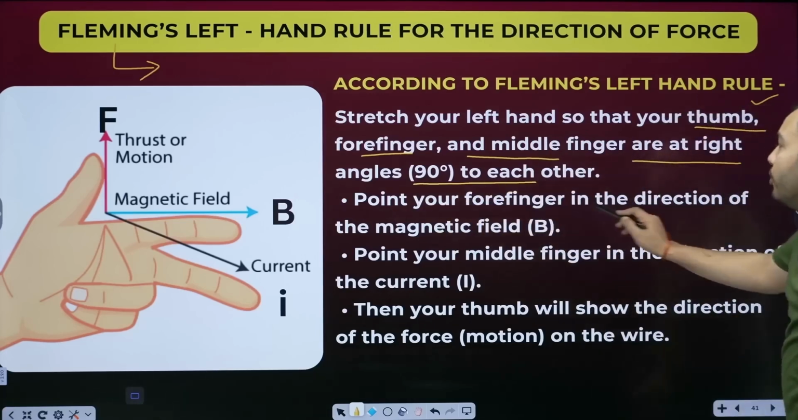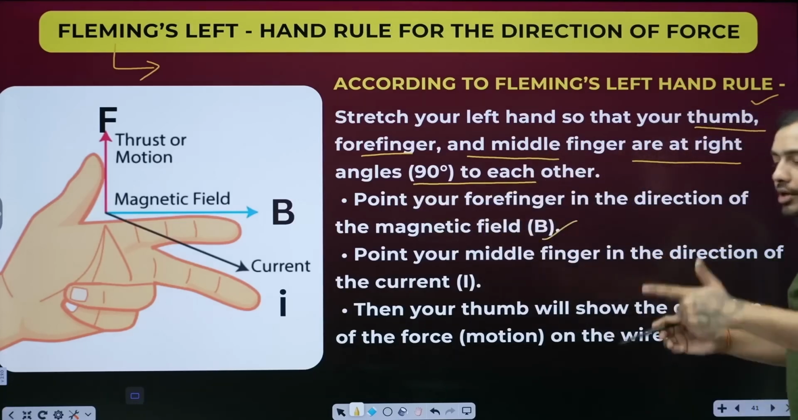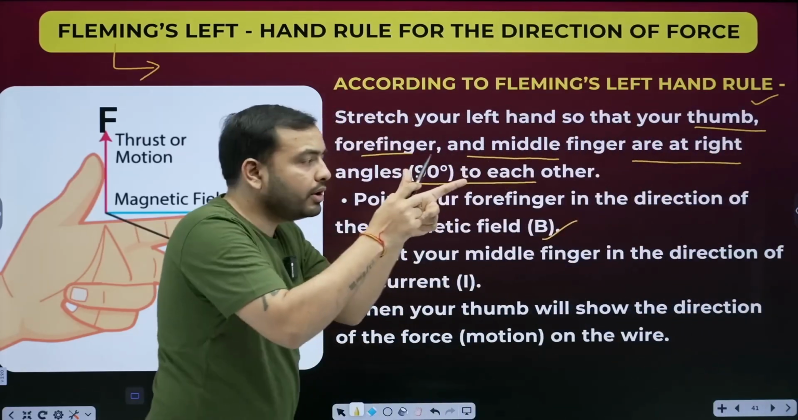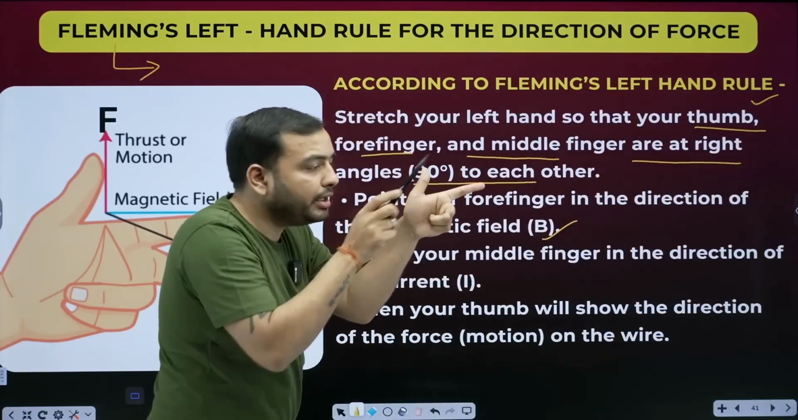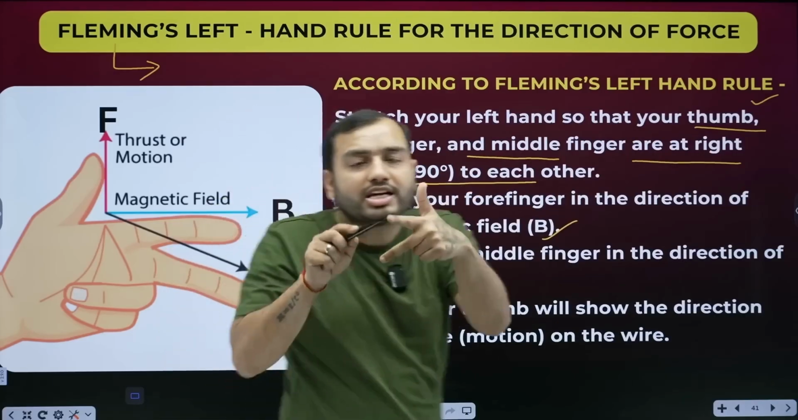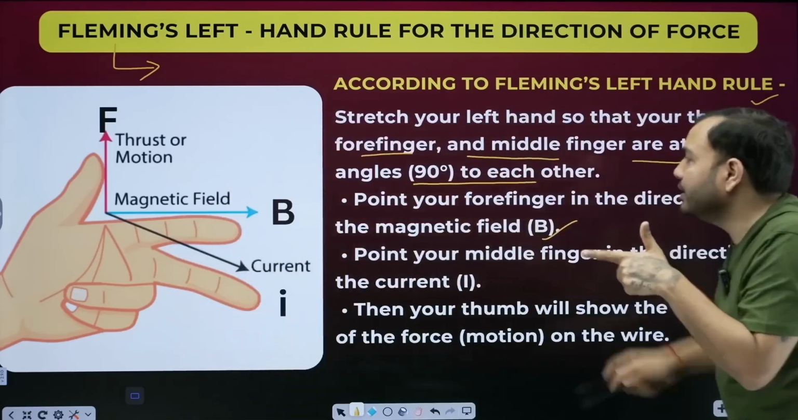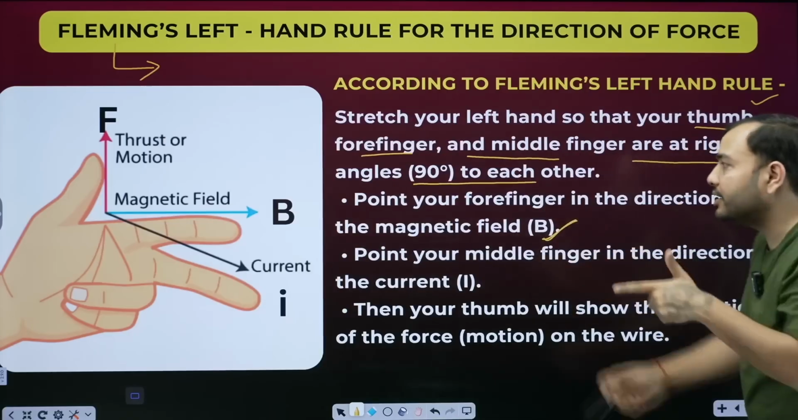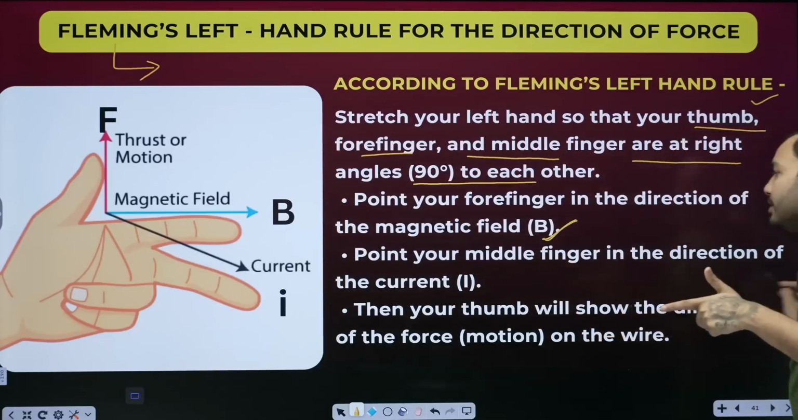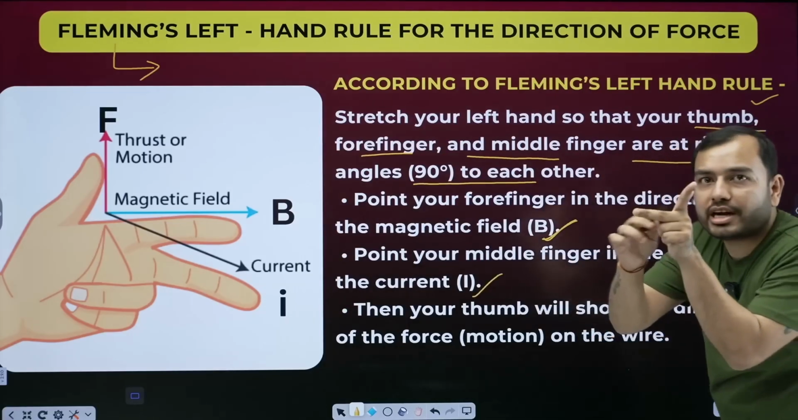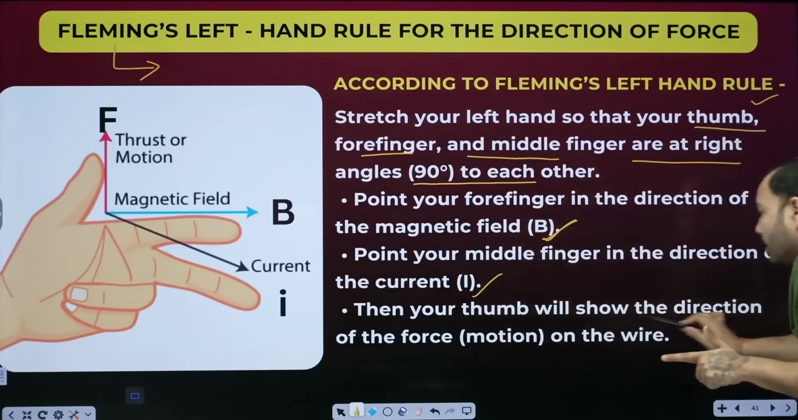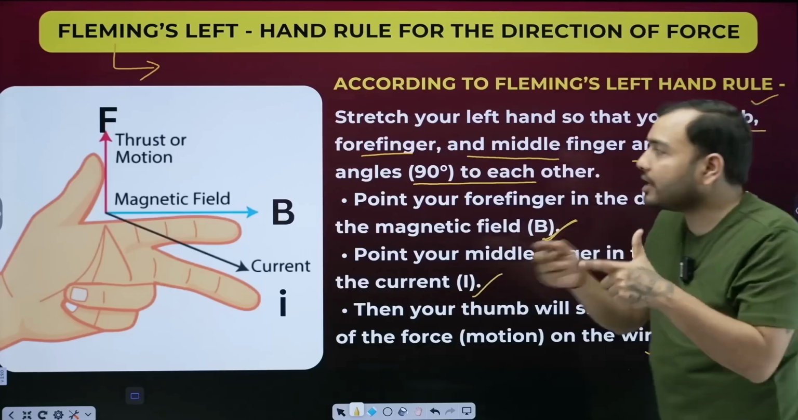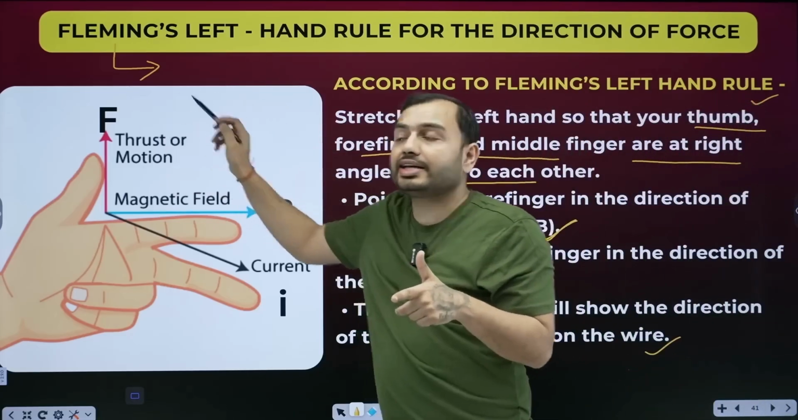Point your forefinger in the direction of magnetic field. Forefinger is B. Thumb is F. Middle finger is I. FBI. Point your forefinger in the direction of magnetic field. This is the direction of magnetic field. Point your middle finger in the direction of current. Then your thumb will show the direction of the force on the wire. What will the thumb automatically show? F, meaning direction of force.